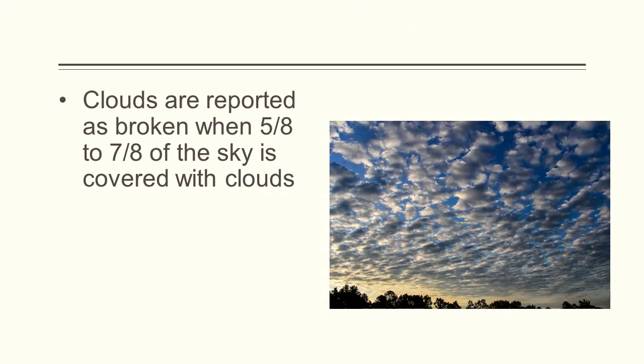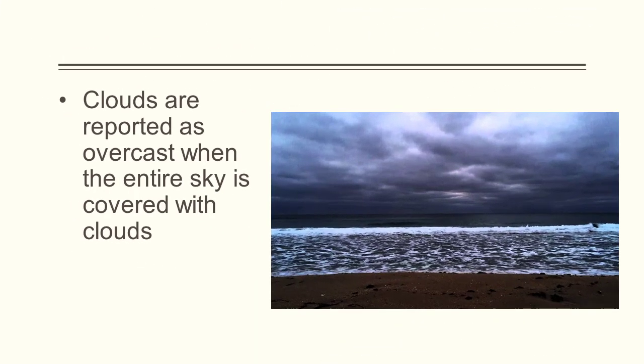Broken clouds means that approximately 5/8 to 7/8 of the sky is covered with clouds. Overcast means that the sky is completely or almost completely covered with clouds.